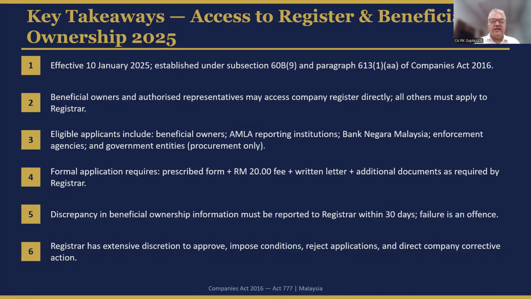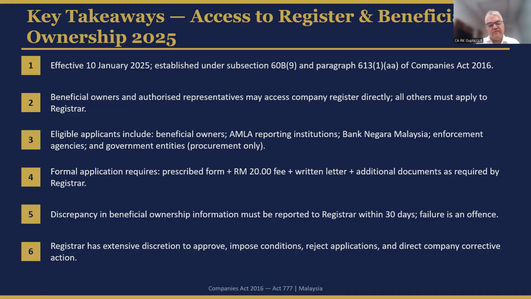Now let us see the key takeaways regarding access to the register of beneficial ownership 2025, which were made effective from 10th of January 2025. These are established under subsection 60B, subsection 9 and paragraph 613 1AA of the Companies Act 2016. Beneficial owners and authorized representatives may access the company register directly, but all others must apply to the registrar. Eligible participants include beneficial owners, AMLA reporting institutions, Bank Negara Malaysia, enforcement agencies, and government entities, for procurement only.